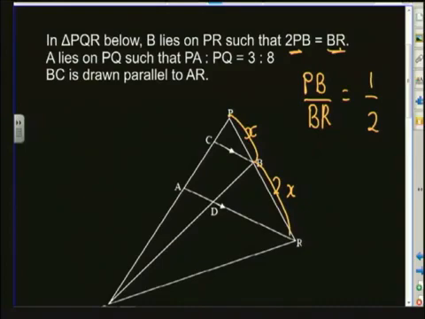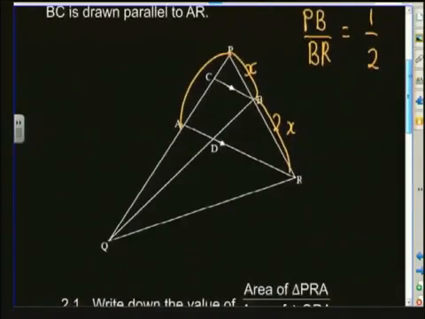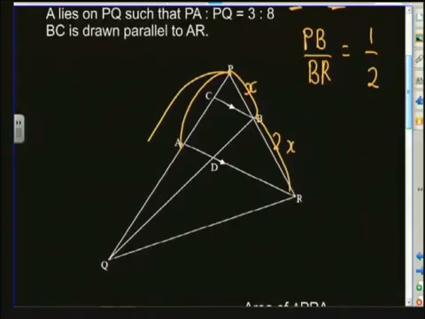Okay. They tell you that A lies on PQ such that the ratio PA over PQ is 3:8. So that's 3 and PQ is 8. They tell you that BC is drawn parallel to AR. All right, we've marked down all the given information. We've just highlighted all the information that they gave you on the diagram. Now let's have a look at the first question.